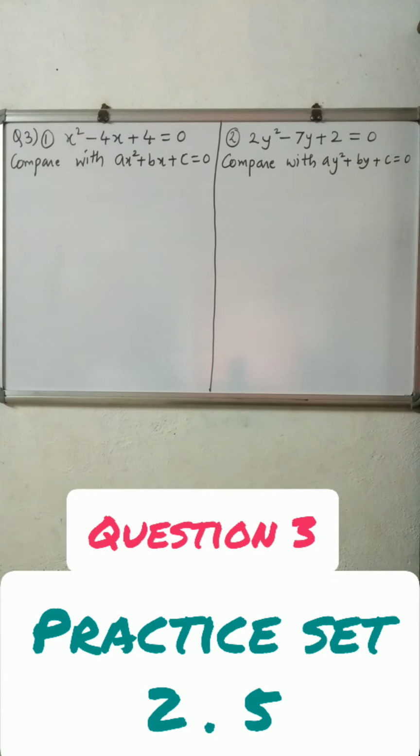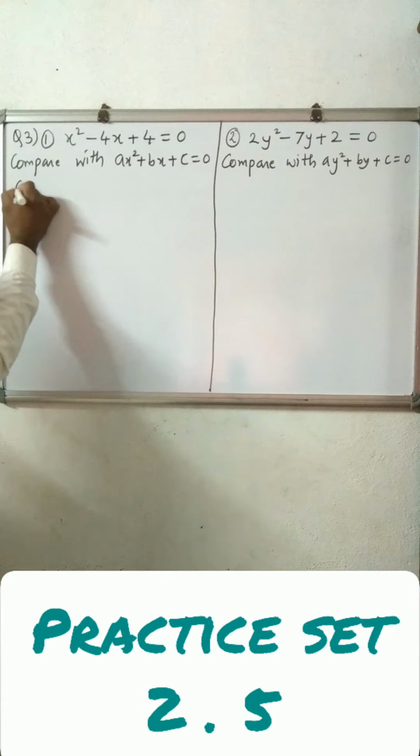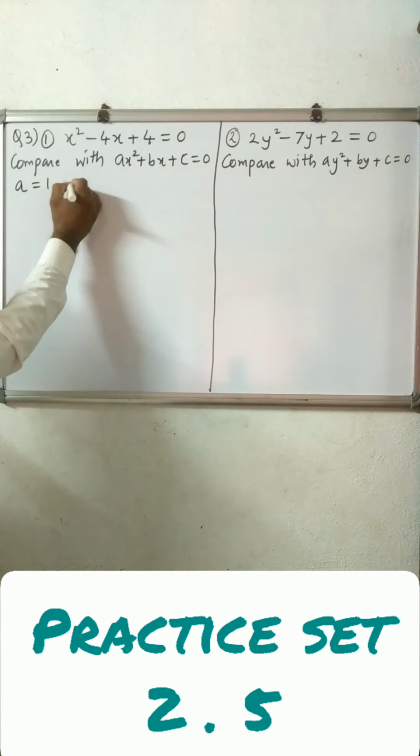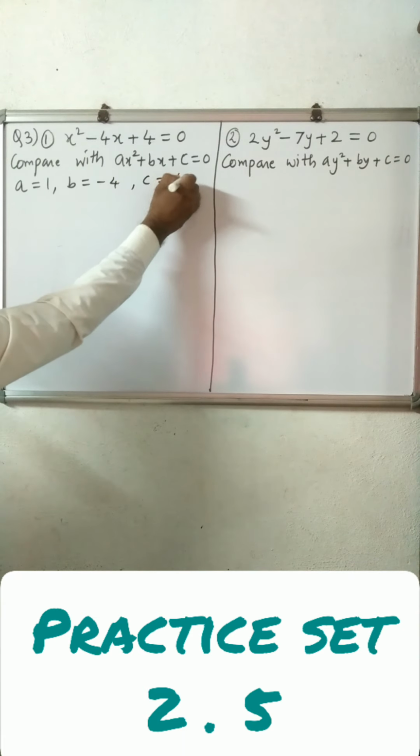Question number 3. Determine the nature of roots. Now the given first equation is x square minus 4x plus 4 equal to 0. So compare with x square plus bx plus c equal to 0. A is equal to 1, b is equal to minus 4 and c is equal to 4.